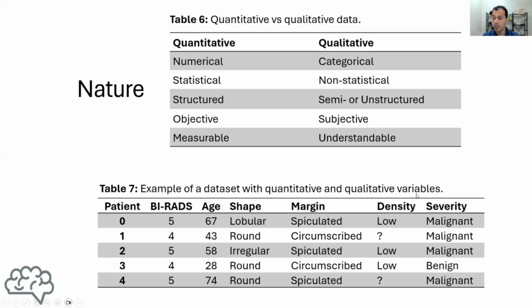And to exemplify, here we have a data set with quantitative and qualitative variables. We have a number of patients here. There are 5 patients. They have different variables like BIRADS, age, shape, margin, density, and severity, independently of the meaning of each of these variables, which we are going to discuss further in this series. What I want to stress here is that in the same data set, we have some variables that are numeric, thus quantitative, and we also have some variables that are qualitative or nominal in this case. Something that is also worth mentioning about this data set is that it has some missing values represented here by the question marks.